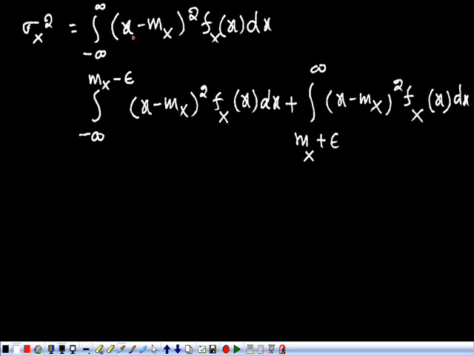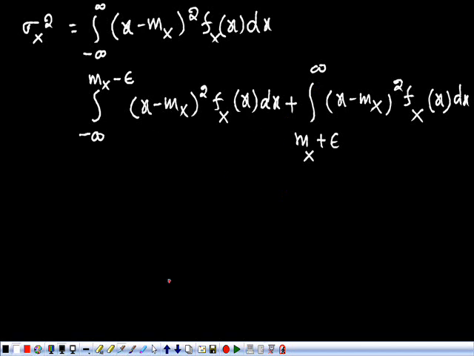Okay. Here this is the variance of the random variable and we are integrating from minus infinity to plus infinity. But here I consider two intervals, one is from minus infinity to mx minus epsilon and the other is mx plus epsilon to plus infinity.